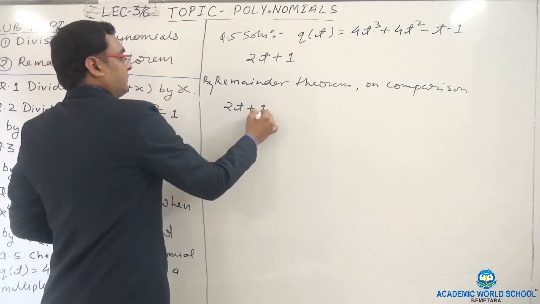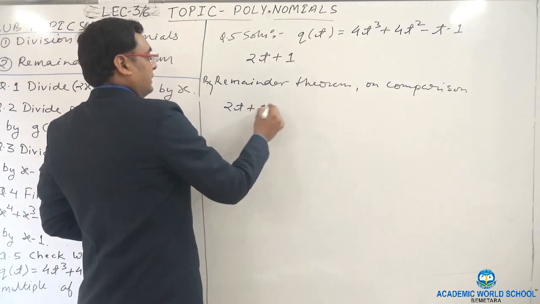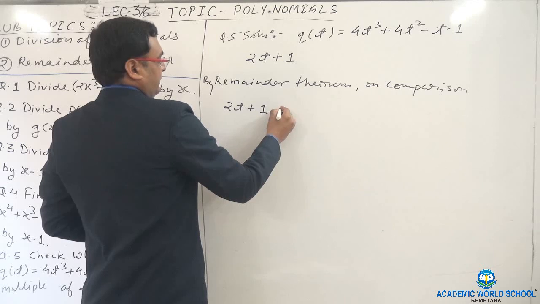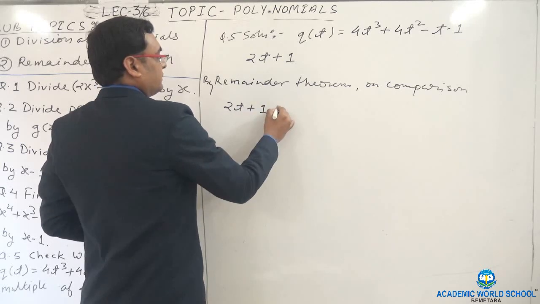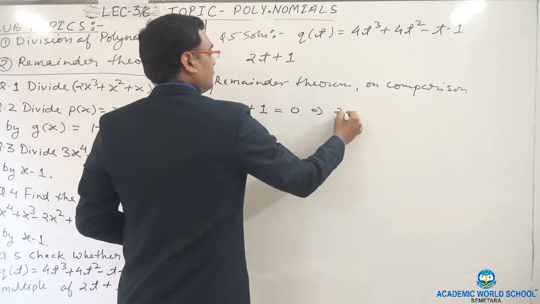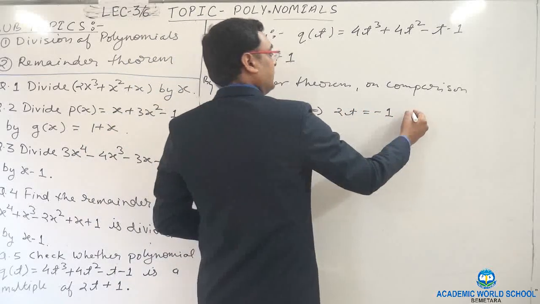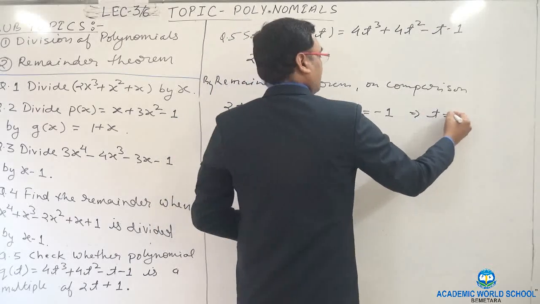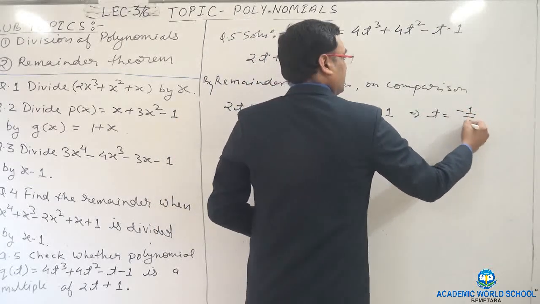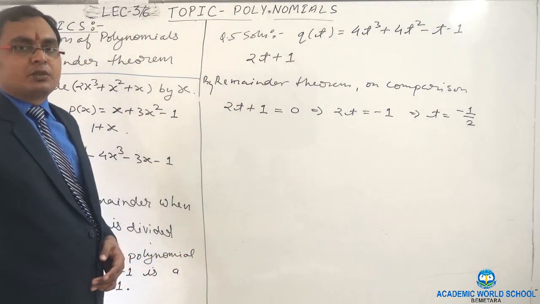2t plus 1. If you solve this, you can put it equal to 0. 2t plus 1 is equal to 0. Then solve this. You will get 2t is equal to minus 1, and you will get t is equal to minus 1 upon 2. So value of t is minus 1 upon 2.